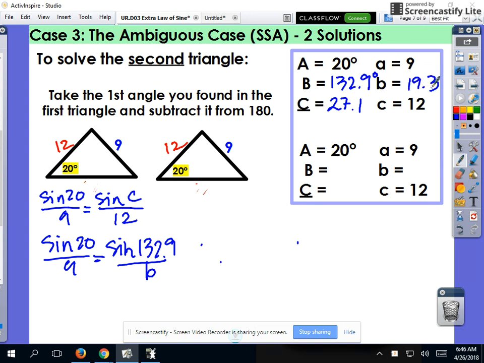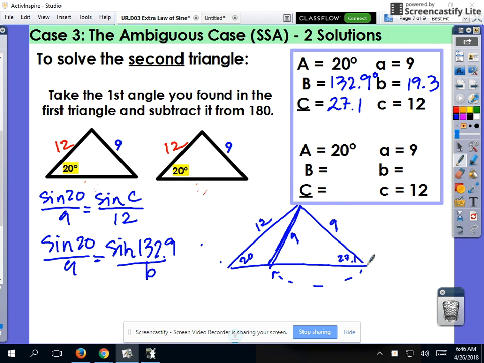Okay, so we got that all solved out. Now here is the problem. I'm going to zoom in on what happened. So we have this happening. We also have this happening. Remember, because we can swing it out, and that's the other side. So on both of these, we have 20, we have 12, and we have 9, and we also have 9 over here. So remember, this angle over here, opposite of 12, was 27.1.